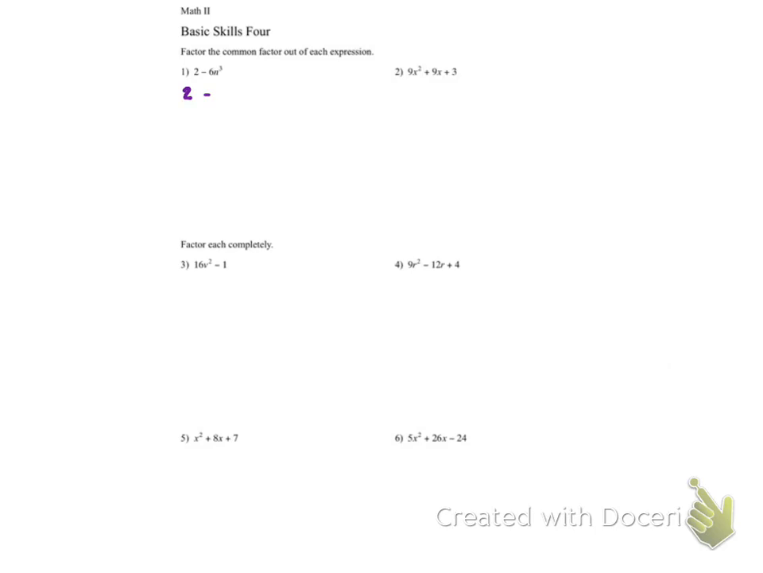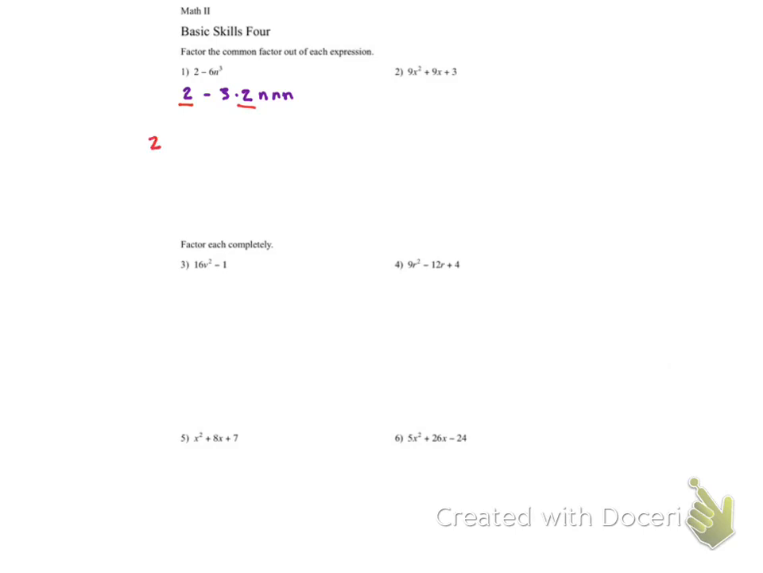Minus, we've got to break down 6. 6 breaks down into 3 times 2. And then n cubed is just n times n times n. Okay, so these 2 terms, we look to see what do they have in common, right? There's our 2 terms there. And we see that they have 2's in common. So that's going to be our common factor.